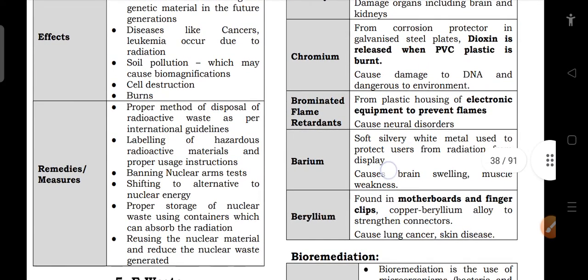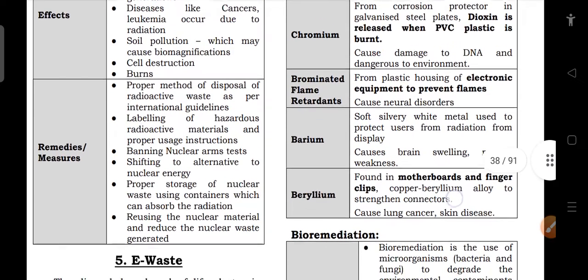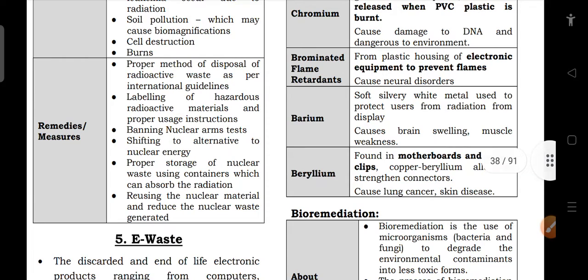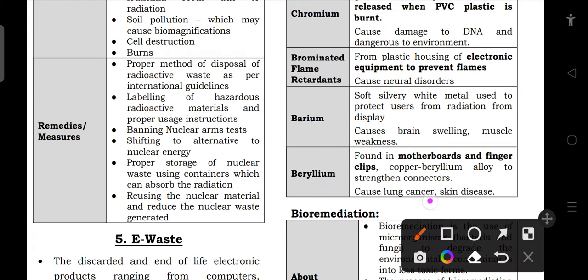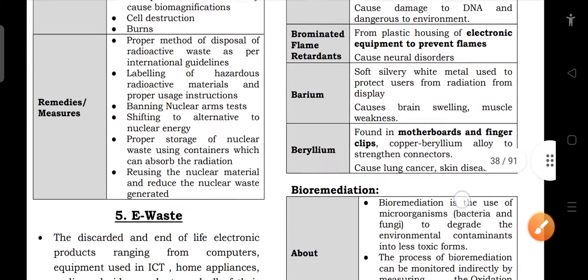Then barium. Barium is also used in some crackers also. These are the soft silvery white kind of metal. This is to protect the radiation. But this waste can cause even brain swelling and muscle weakness. Then next one is beryllium. They are found in the mother bone and finger clips. And this can cause even lung cancer and skin disease.